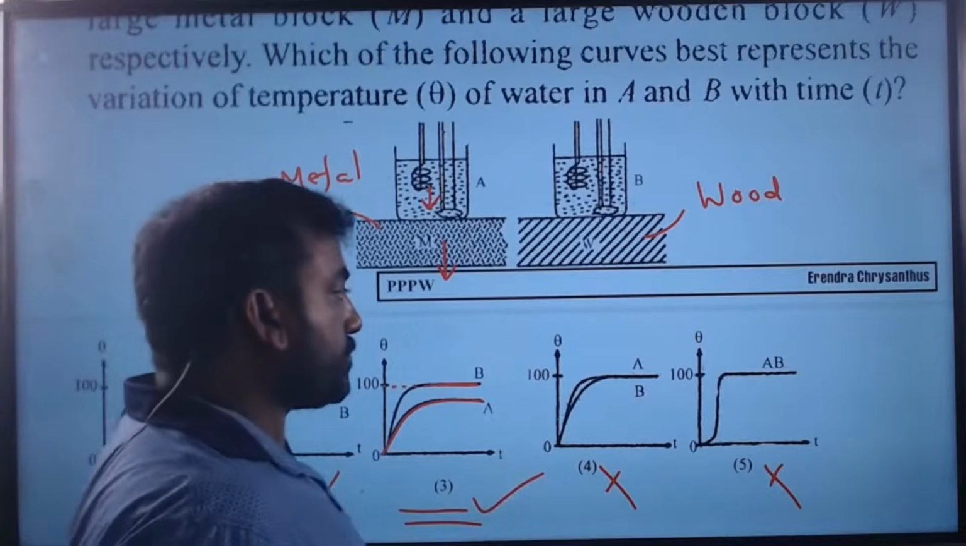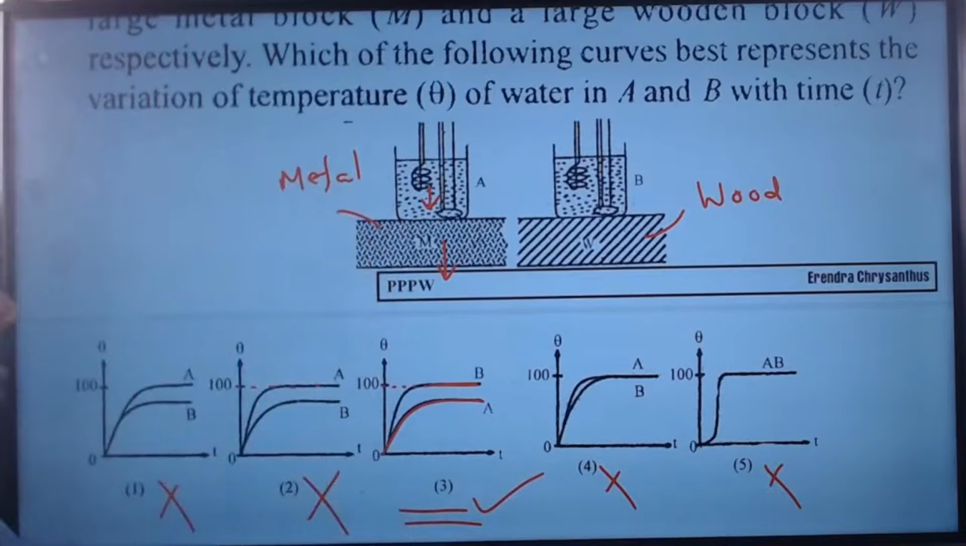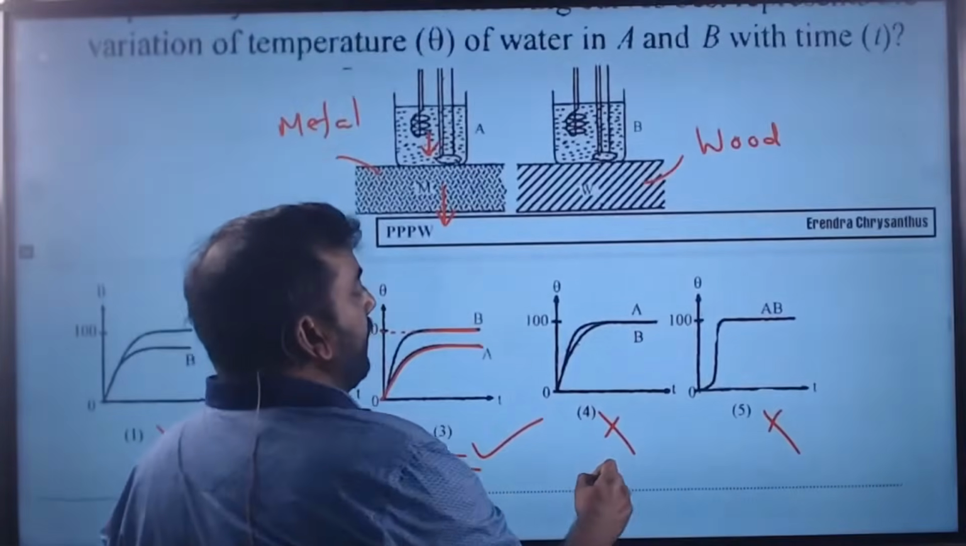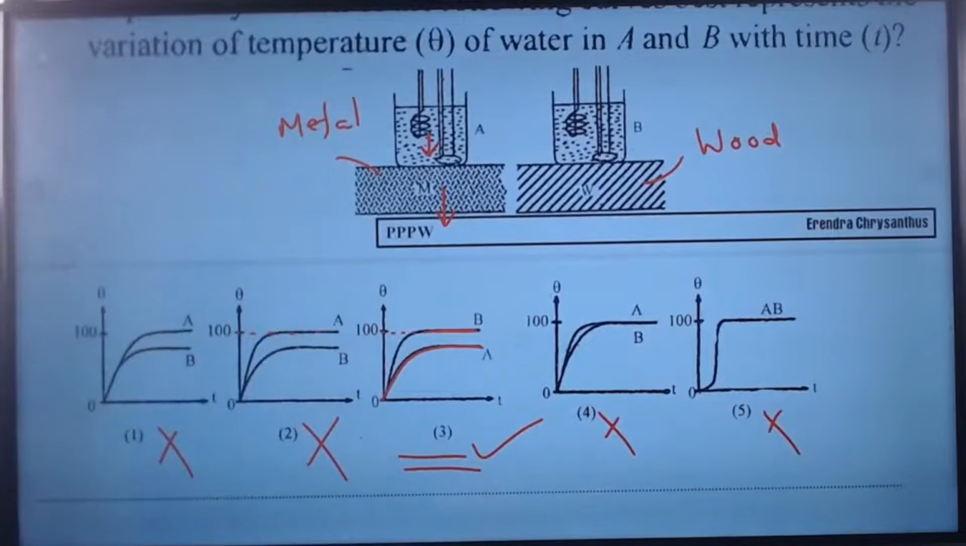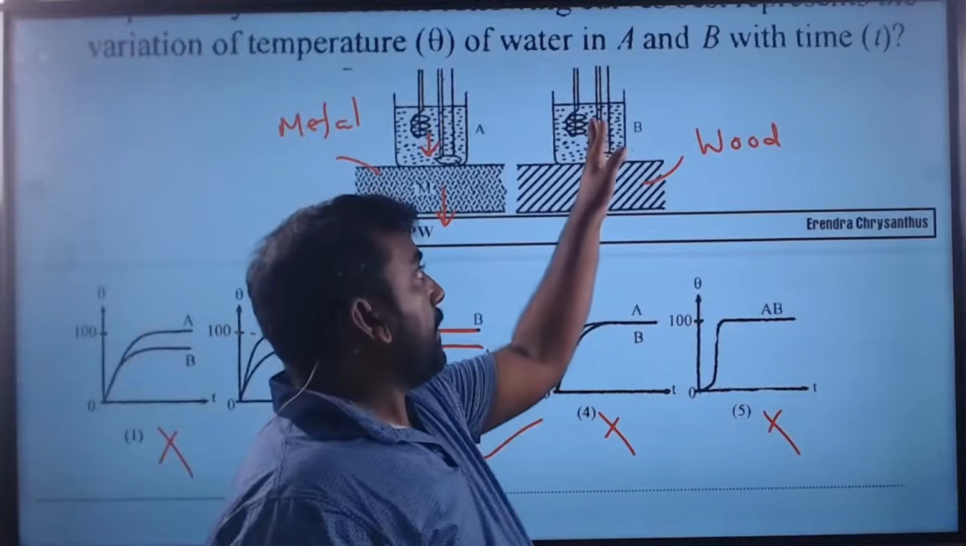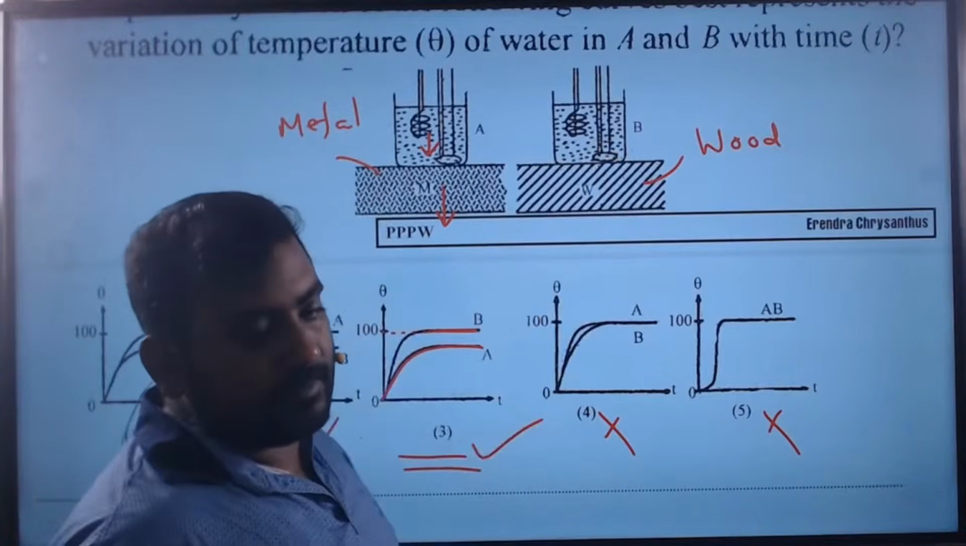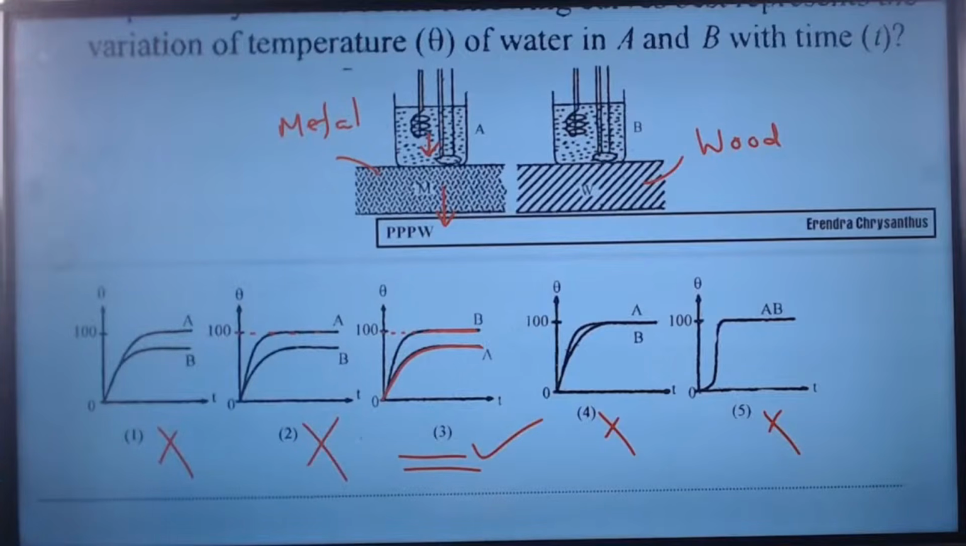100°C. Cannot reach 100°C. But the container connected to wood can reach 100°C because wood is a very weak thermal conductor. Right.